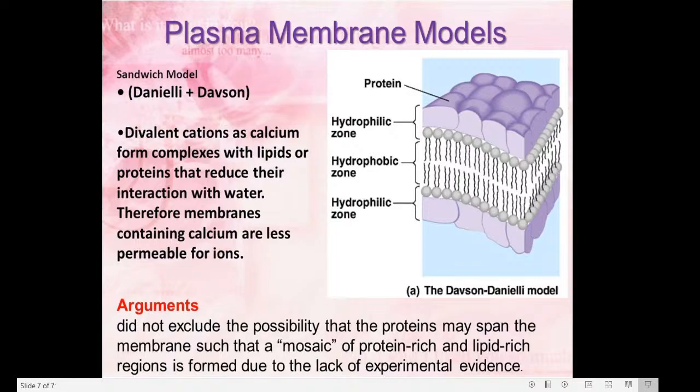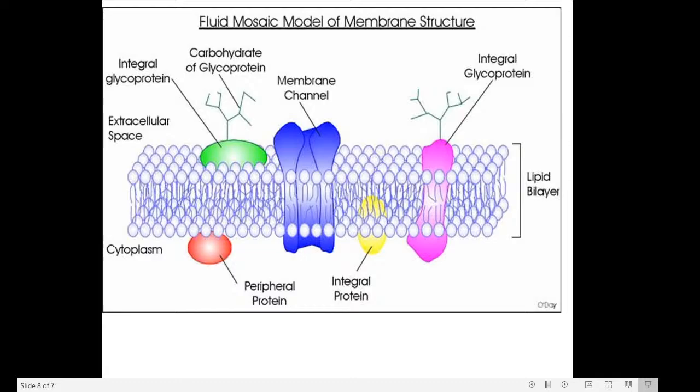In that earlier stage, they did not have much instrumental facilities, so they proposed this model with their experiments. There were some proteins present in the cell membrane and some ions present in the membrane. This is the statement of the sandwich model. The important thing is the proteins in the membrane reduce their interaction with water. It is a basic keyword in the sandwich model.